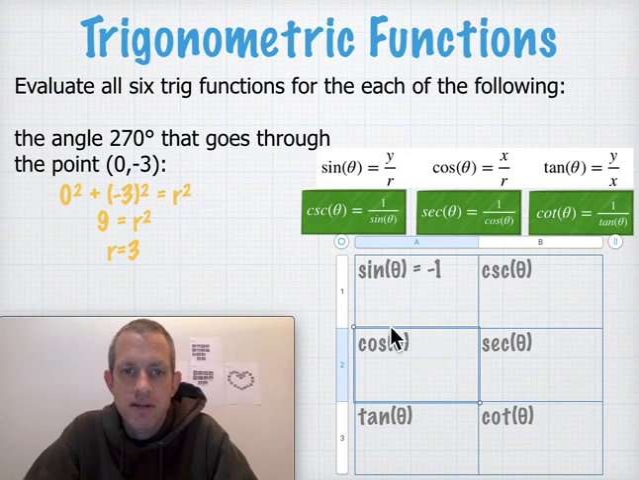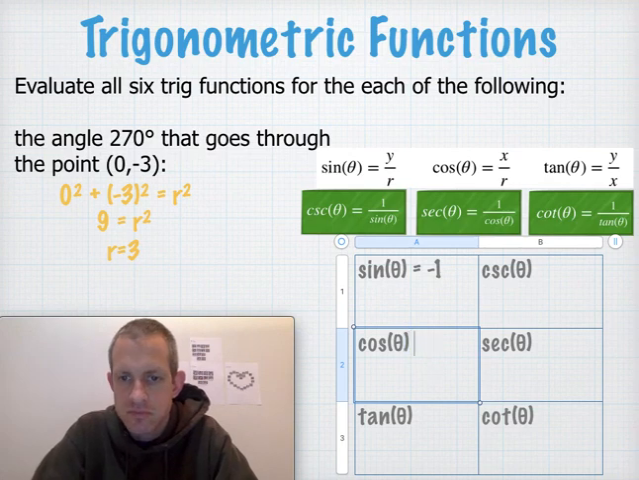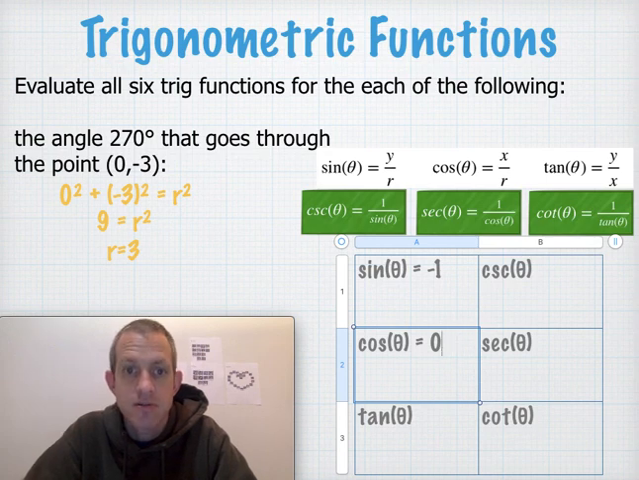Cosine of theta is its x-coordinate divided by r. And so cosine of 270 would be 0 divided by 3. And 0 divided by 3, like 0 divided by anything, is exactly 0.